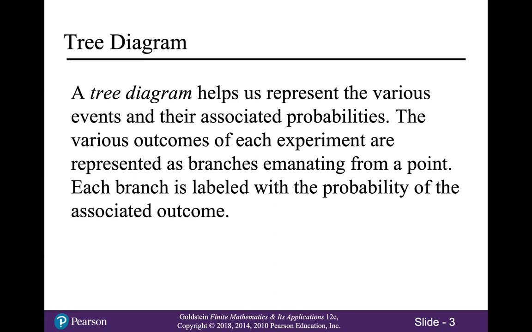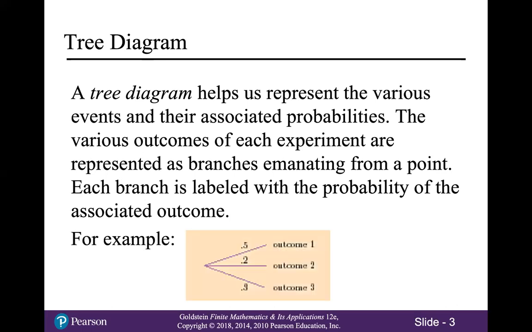A tree diagram helps us represent the various events and their associated probabilities. The various outcomes of each experiment are represented as branches emanating from a point. Each branch is labeled with the probability of the associated outcome. For example, here's a very simple tree diagram.